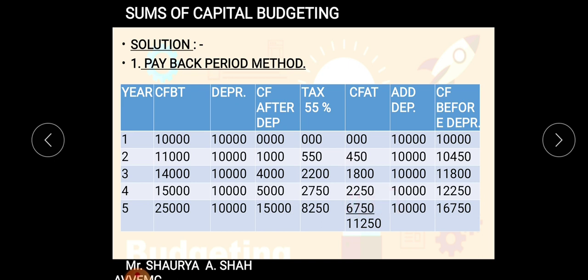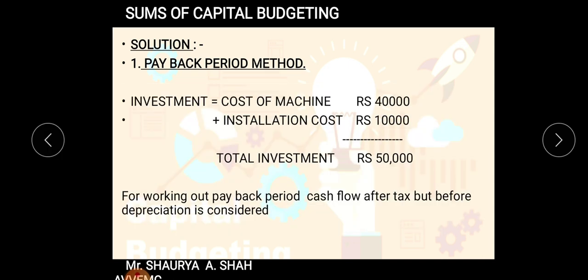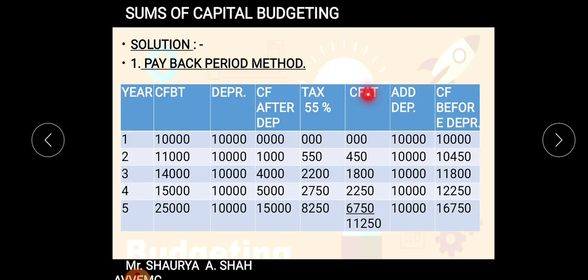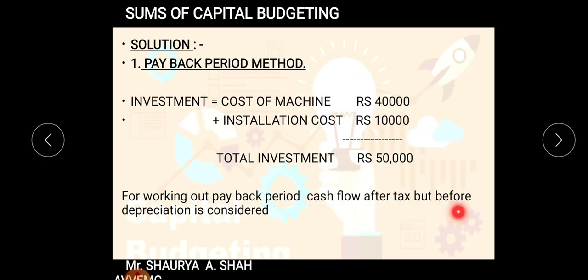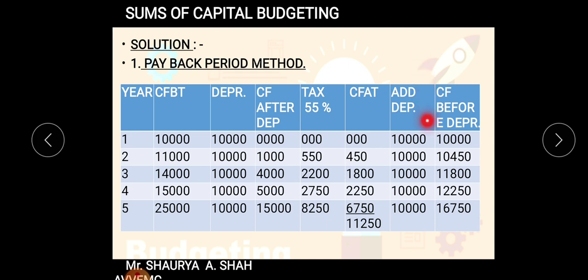So what I have done is, students, first column again years, then CFBT given in the question, then depreciation, deduct depreciation from that, that is CF after depreciation. In that, calculate the tax, deduct the tax from it, and you will get CFAT. Do the total of this CFAT, that is cash flow after tax, right? Again, the next thing is, add the depreciation back. As I told you in the previous slide, you need to calculate cash flow after tax but before depreciation. So first, remember, we deduct the depreciation, then we add the depreciation.